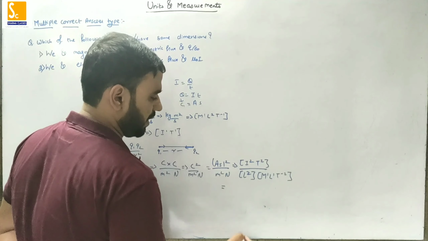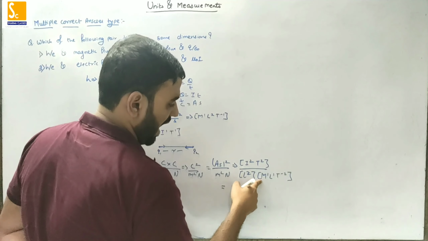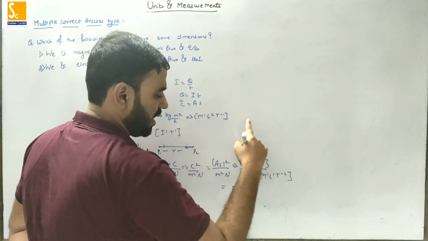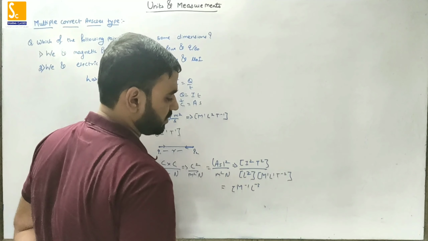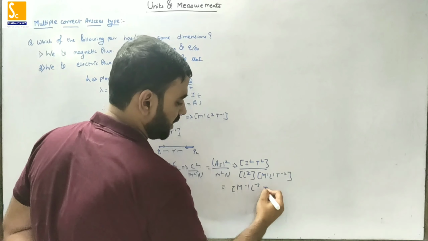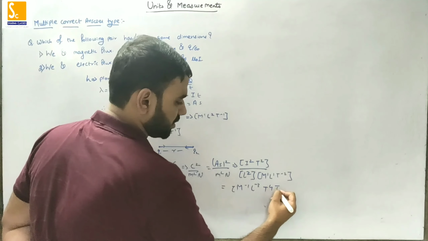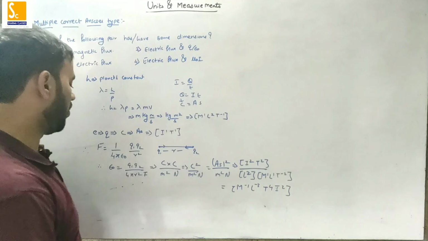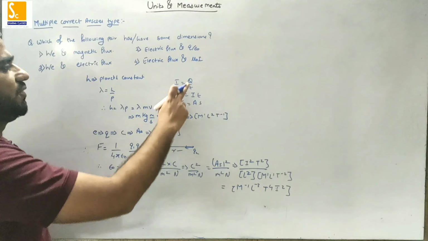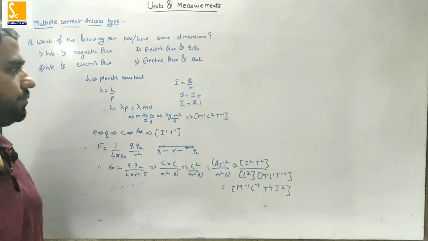So when you solve this part, it comes out to be M to the power minus 1, and 2 plus 1 gives 3, and it goes up, it becomes L raised to minus 3. T raised to minus 2, when it goes up, becomes 2 plus 2, so T raised to 4, and I raised to 2. So this is the dimensional formula for epsilon naught. Now next we'll find out the dimensional formula for mu naught.